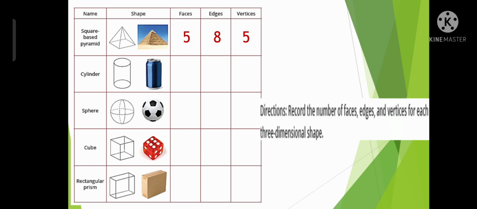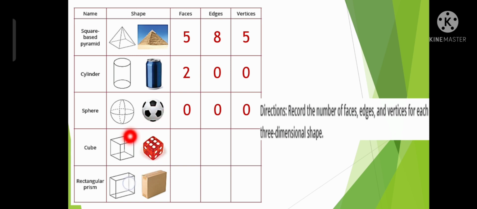Okay, cylinder. How many faces? 1 and 2. 2 faces. How many edges? It doesn't have any edges, so it will be 0. Vertices will be 0. Sphere has no faces, and no edges and no vertices.